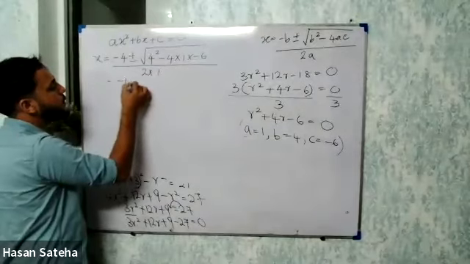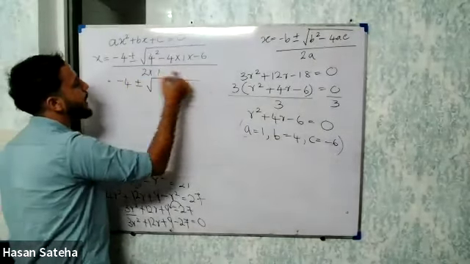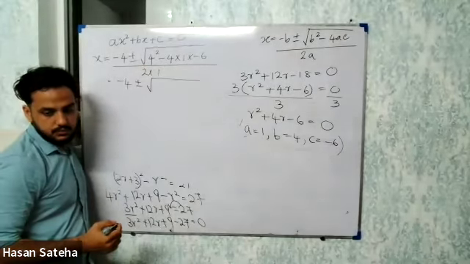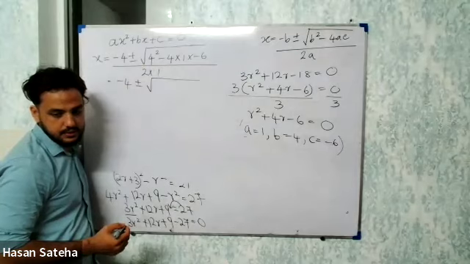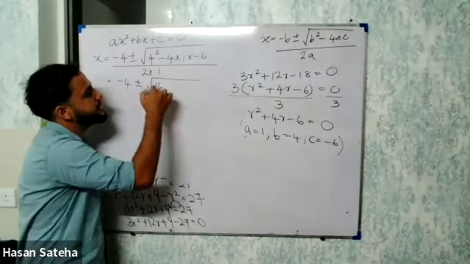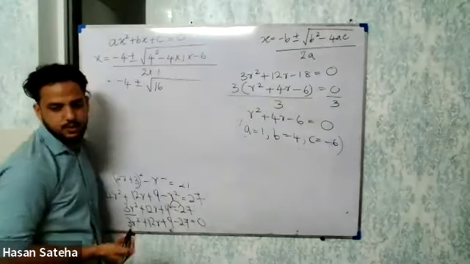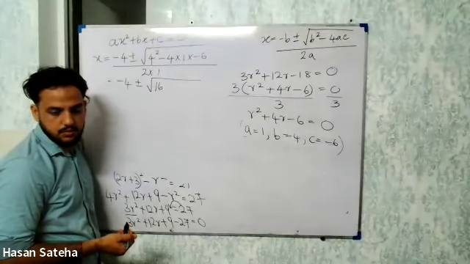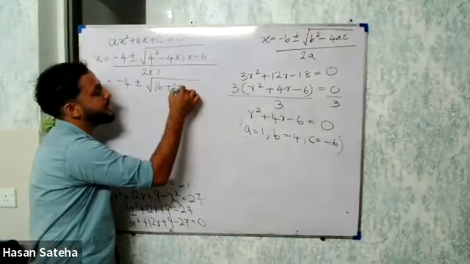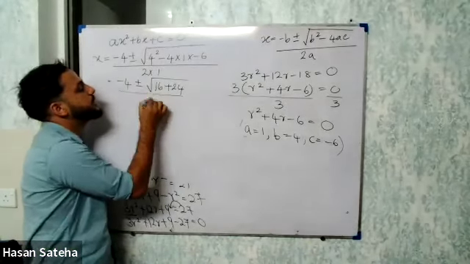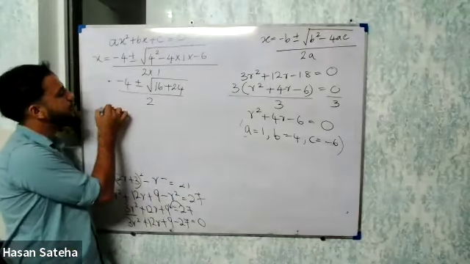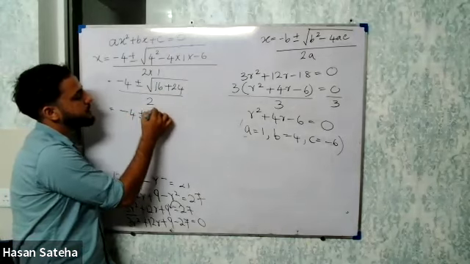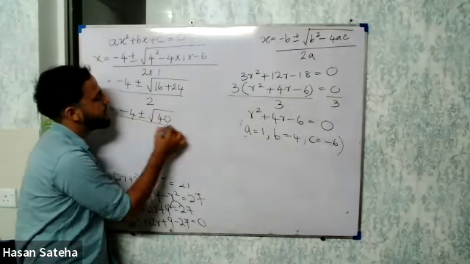So now minus 4 plus or minus, inside the square root, 4 squared. What is 4 squared, everyone? Yes, 16, right? 4 squared is 16. Minus 4 into minus 6. What is minus 4 into minus 6? Plus 24, right? Divide the whole thing by 2 into 1, which is 2. Now in the square root we have 16 plus 24. That is equal to 40, right? So 40 divided by 2.